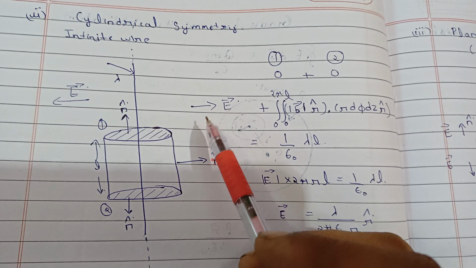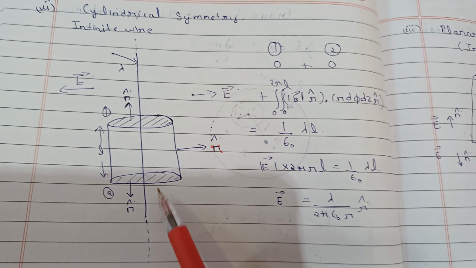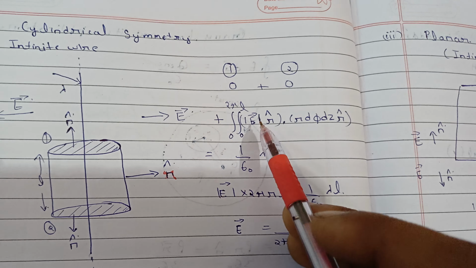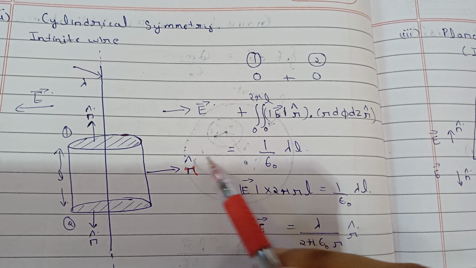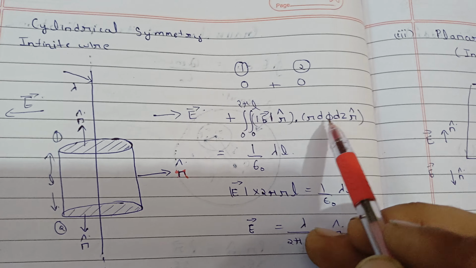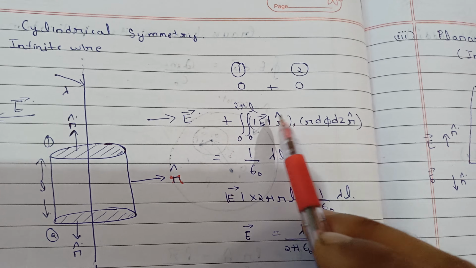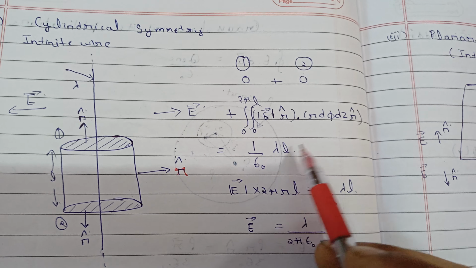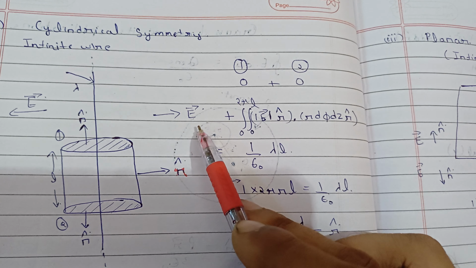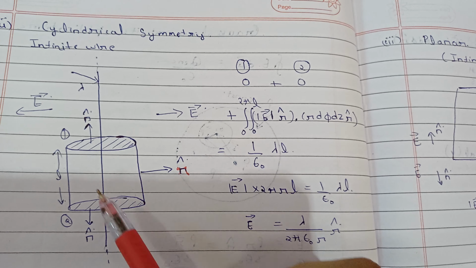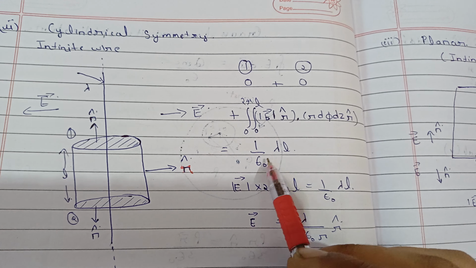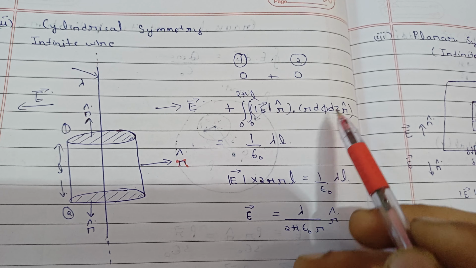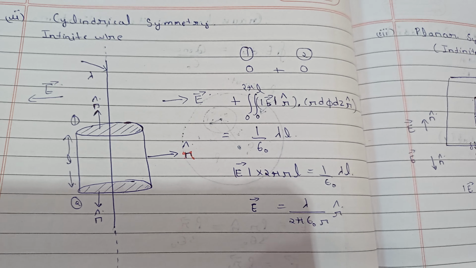So the flux E dot n will give 0 for the circular surfaces, and flux will exist only for the curved surface. The electric field for this surface is E r cap, and the area element is r d phi dz r cap because of cylindrical symmetry. Now r cap dot r cap gives 1, and the integral of r d phi gives 2 pi, and this equals, according to Gauss law, total charge divided by epsilon naught. If the charge density is lambda, then at length L it gives lambda L divided by epsilon naught. Now equating these, r cap dot r cap gives 1, and r d phi dz gives 2 pi r L.